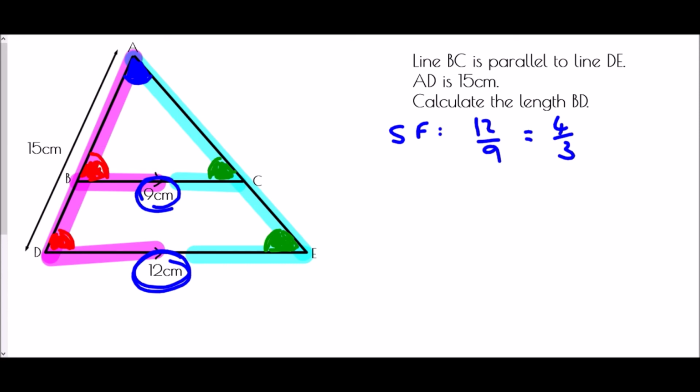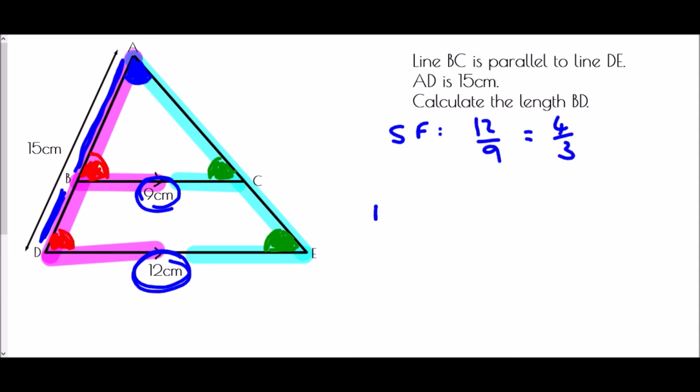Now, I need to find the length DB. DB actually does not correspond to any side in the other triangle, because it is not part of a triangle. DB is only part of this trapezium. So the first thing I actually need to work out is this length here, AB.